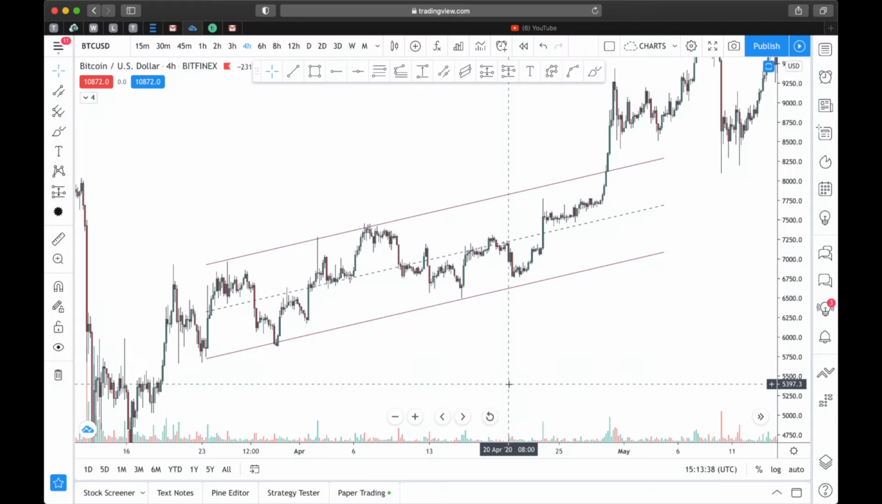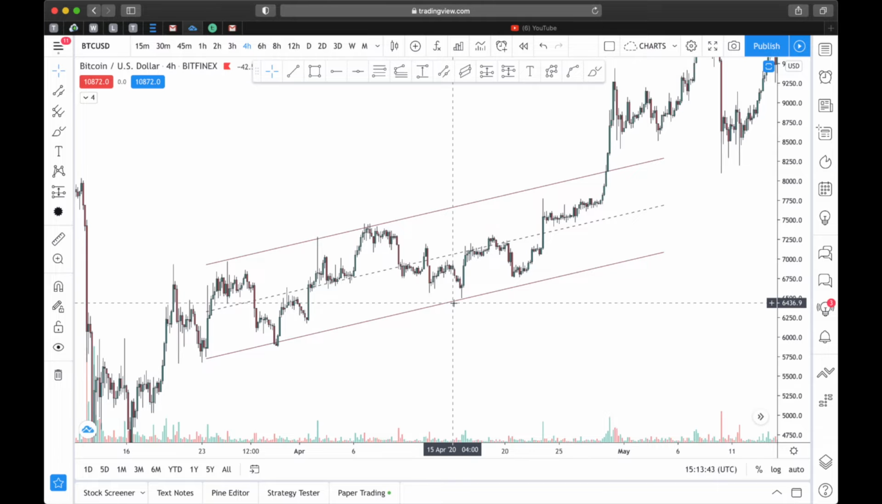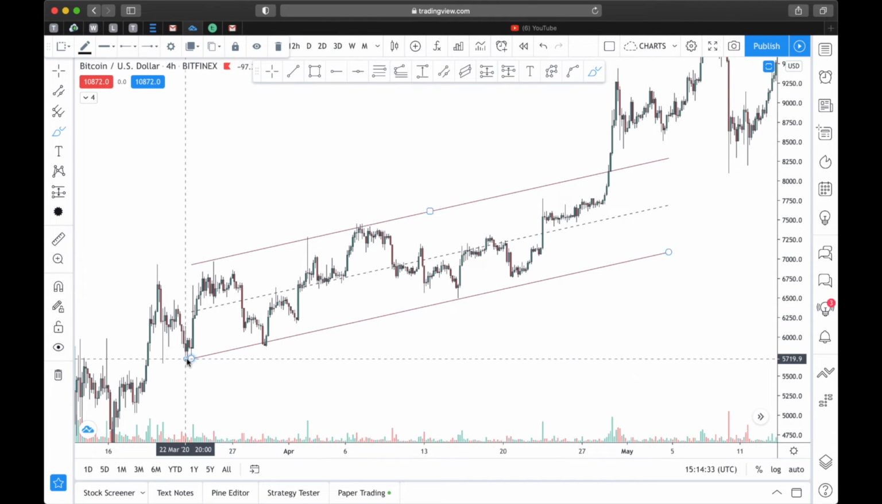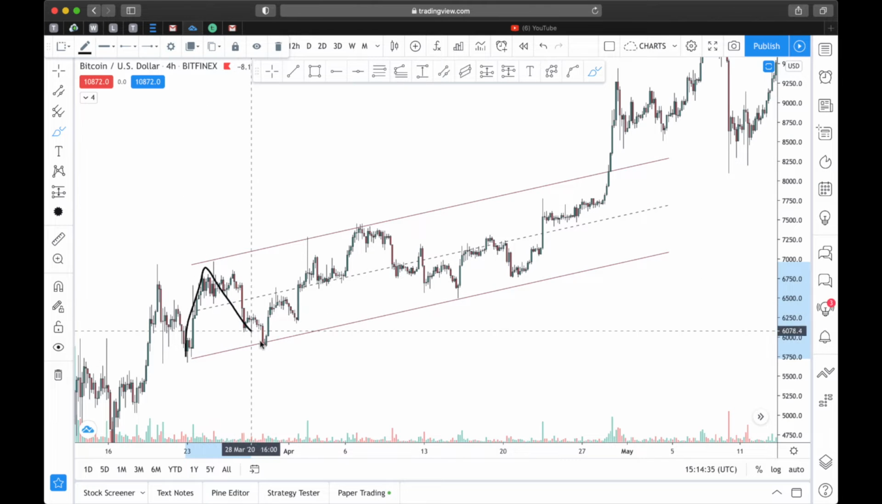For example, I already have a channel here. It is called a parallel channel. We have the upper range, the lower range, and the midpoint. This just shows the range at which price has been moving. The channel is currently serving as support and resistance to the price. You can see that the price has been moving in between the channel.